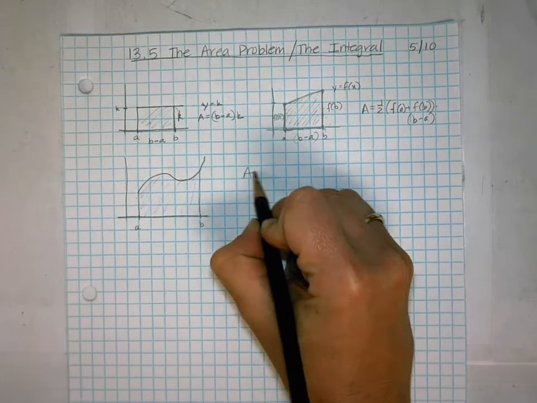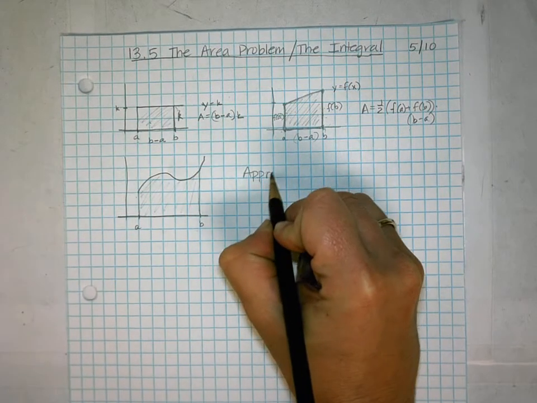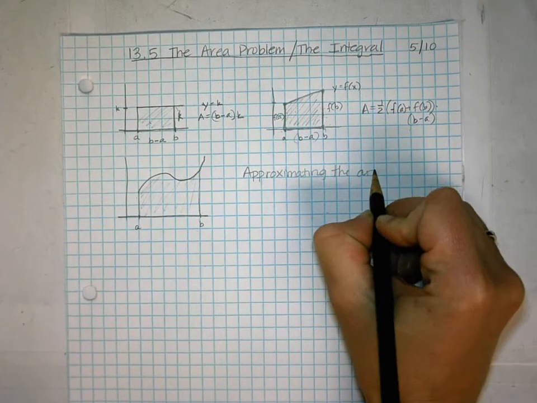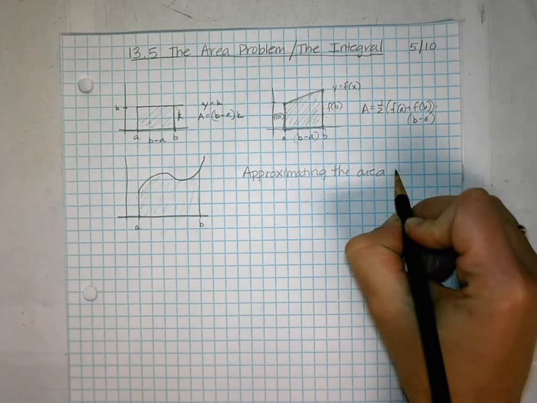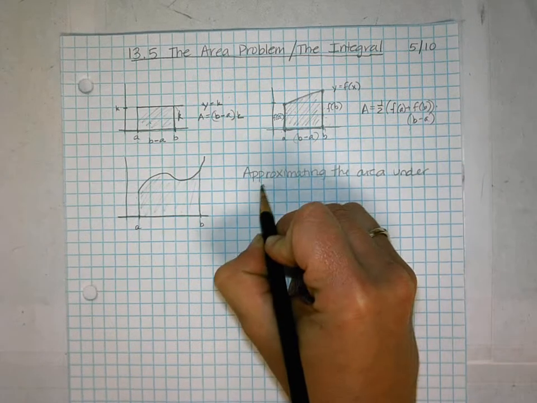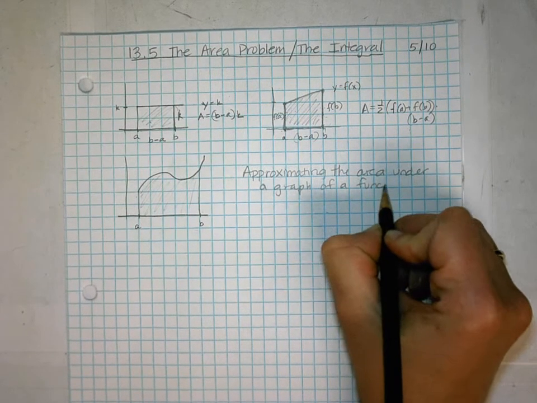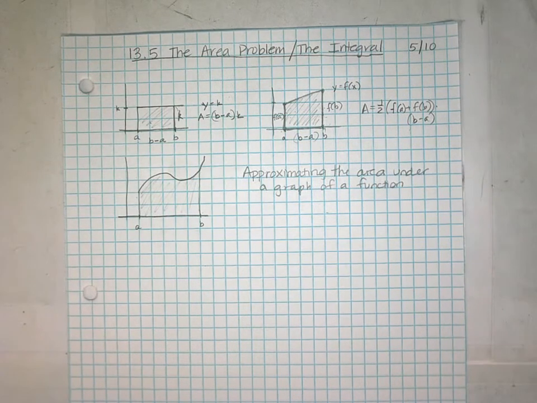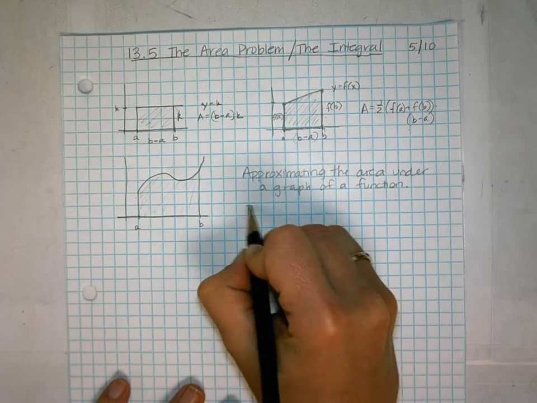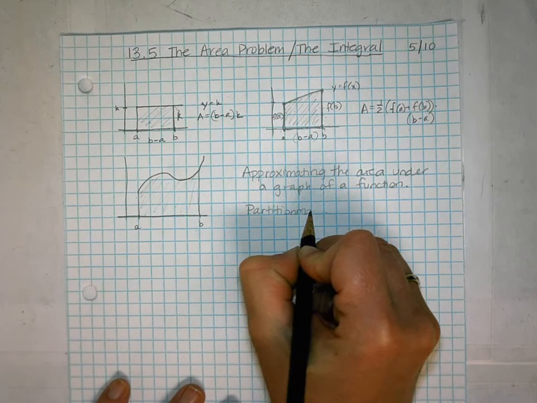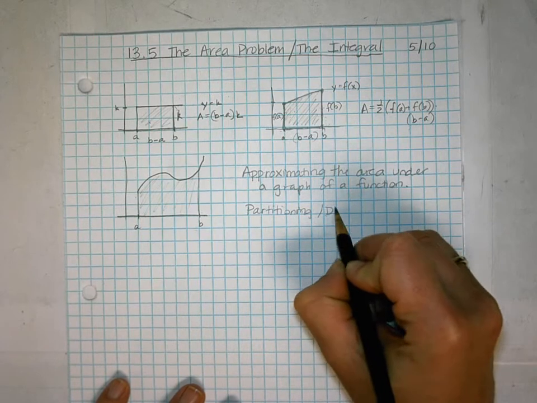So what we're going to talk about right now is actually approximating the area under a graph of a function. That's what we're going to do right now. We're going to approximate it, okay? Now, we do this by doing something called partitioning, which partitioning is really just dividing.